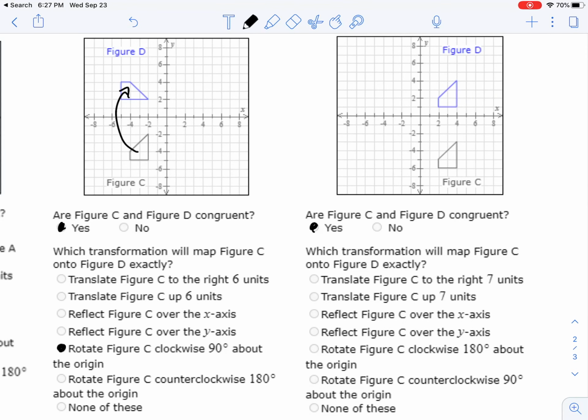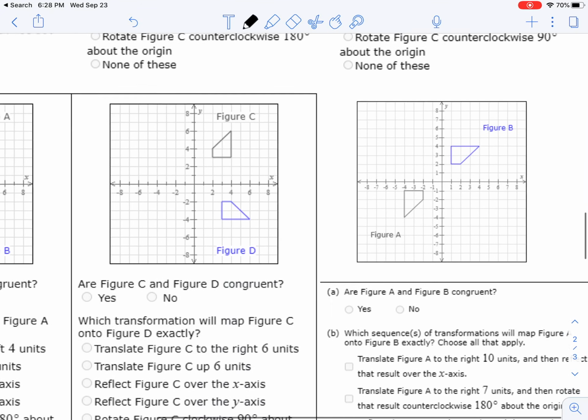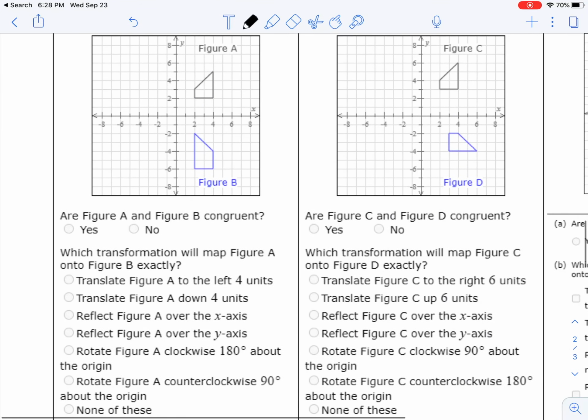Are figures C and D congruent? Again, I would say yes. What are they doing? That looks like a translation. Oh yeah, figure C is the starting one, I think it says. So translate figure C to the right. No. Translate it up. Yes. That looks good. Is it 7 units? 1, 2, 3, 4, 5, 6. That looks good to me.